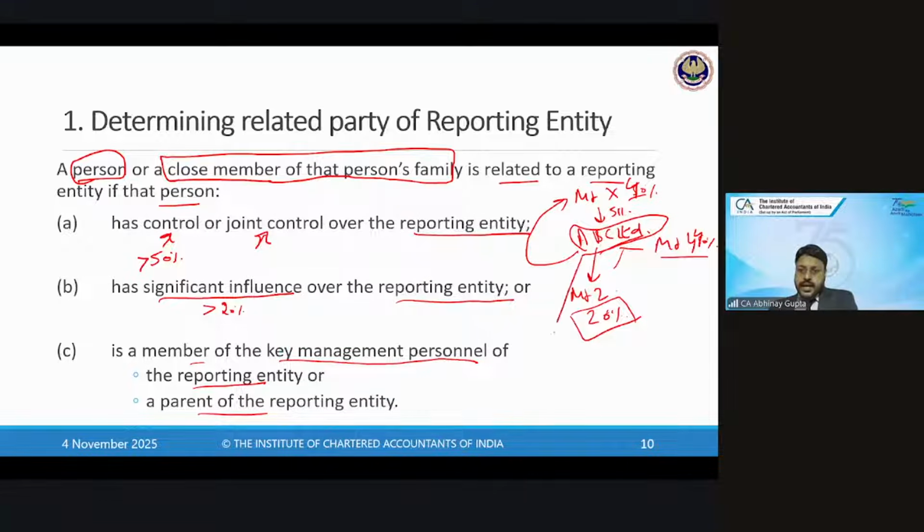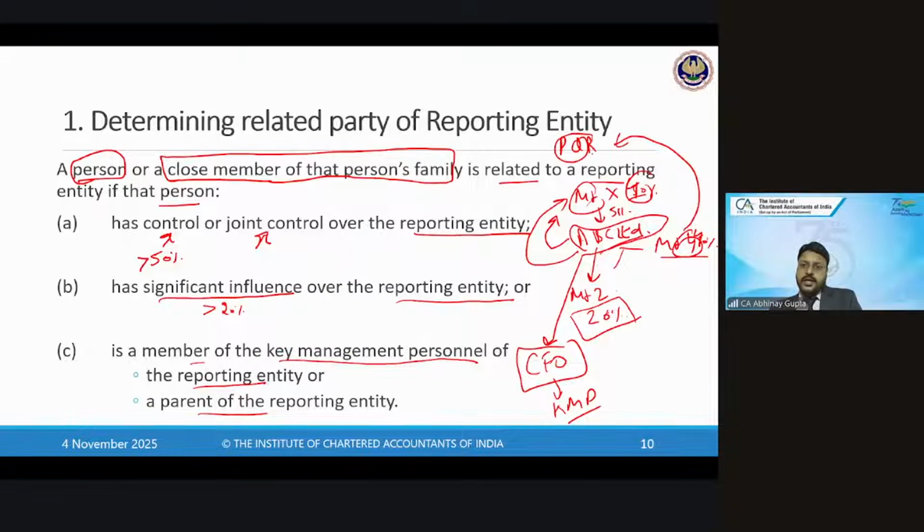Then ABC Limited has a CFO, right? So CFO is a KMP, yes or no? Yes. So CFO will also be a related party for ABC Limited financials, right? And suppose ABC Limited has a parent, say PQR Limited, and Mr. X, Mr. Y, and Mr. Z, instead of having a direct shareholding of ABC, they hold similar stakes in PQR. And PQR holds 100% stake in ABC, right? Then in that case, PQR is the parent of ABC Limited, yes or no?